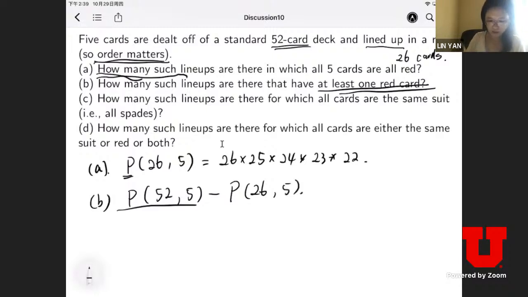This means all the possibilities for choosing five cards, and then you need to subtract the possibility that all of them are black cards. So the answer is this one, and I will not do the following mathematics to get the final answer, but the main idea is that. Now let's go to problem C.